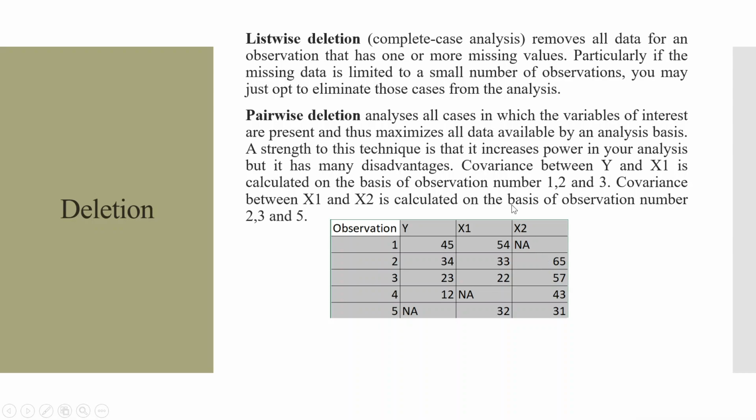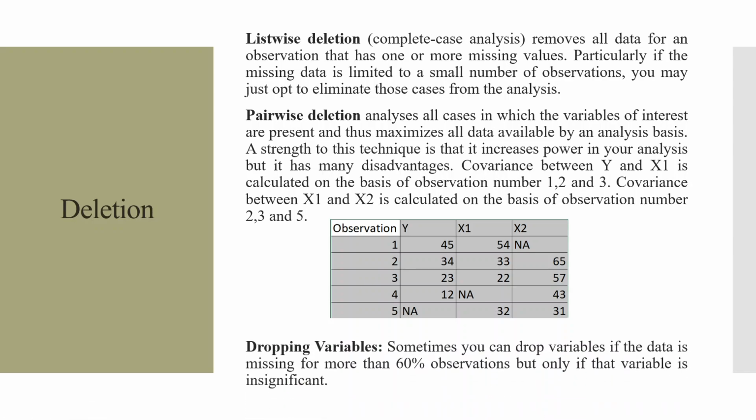So when any statistic is computed, say for example covariance, covariance between y and x1 is calculated on the basis of observation numbers 1, 2, and 3. The missing entries will not be taken into consideration. Covariance between x1 and x2 is calculated on the basis of observation numbers 2, 3, and 5. This is known as pairwise deletion.